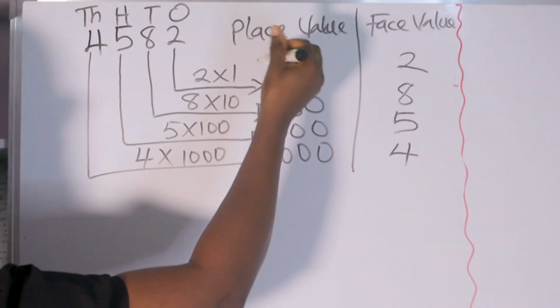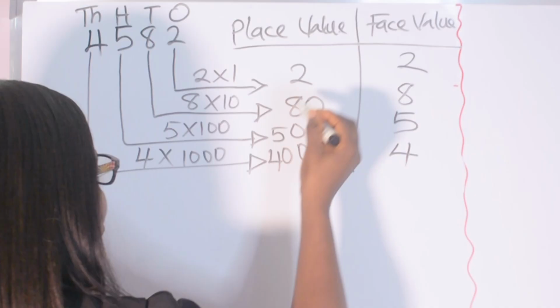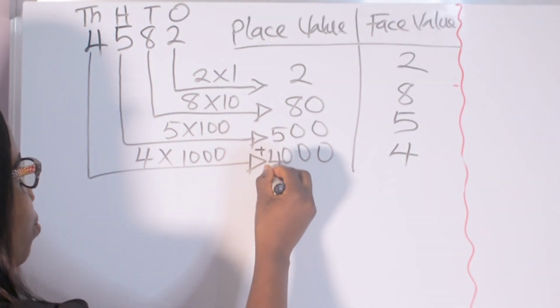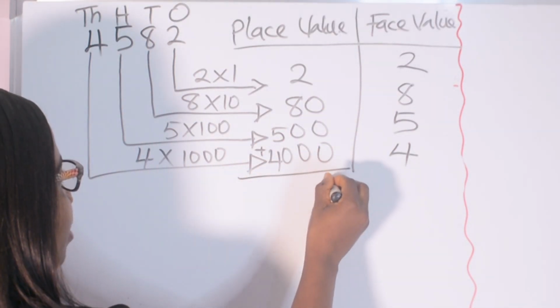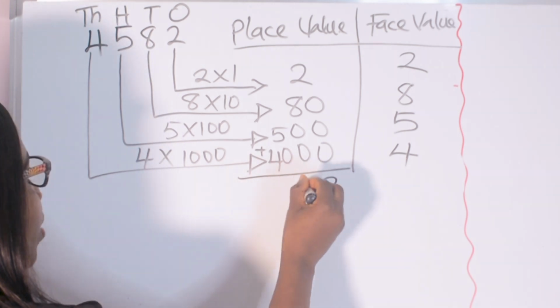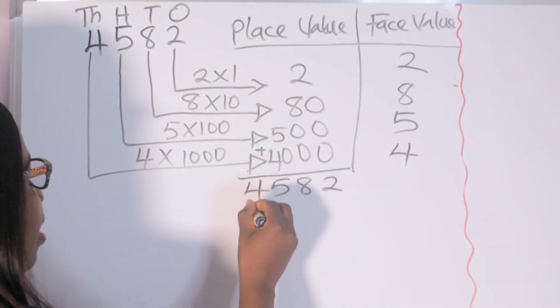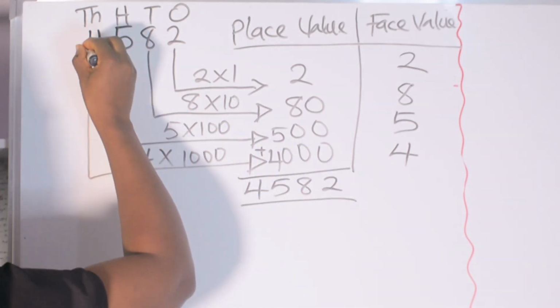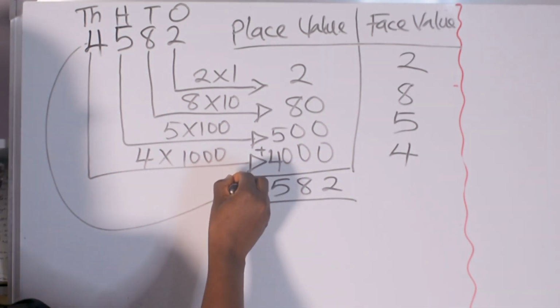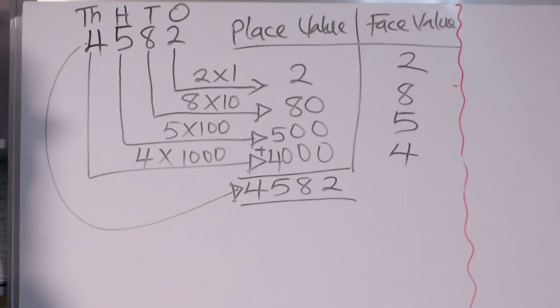If you want to check the place values, if you add all of them together, you will see that you get exactly the number that we were given. You will still get 4,582. We have gotten the number back.